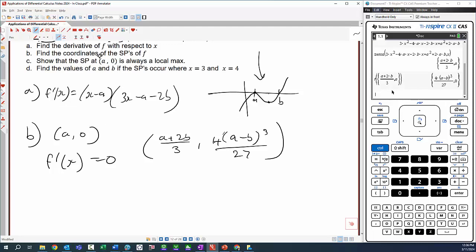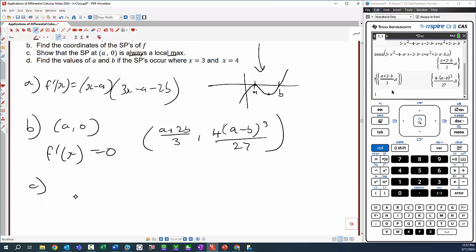Alright, show that the stationary point at (a, 0) is always a local max. The way we typically do these is to use a gradient table. We're going to show it using a gradient table because you can't just look at the graph and say it's clearly a local max. So what we need to do is sub in some values. We'll write a table where we've got a value that we're going to use for x and two values on either side.